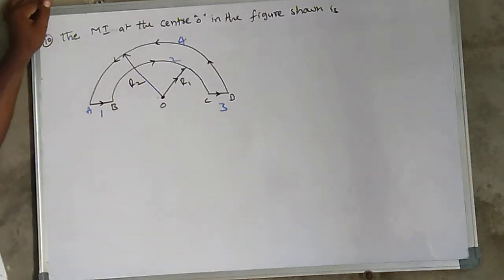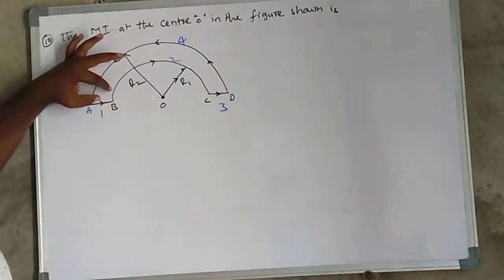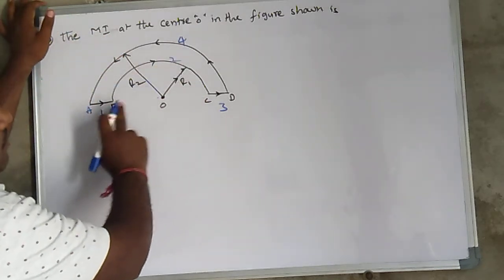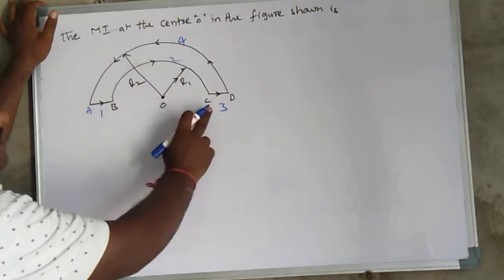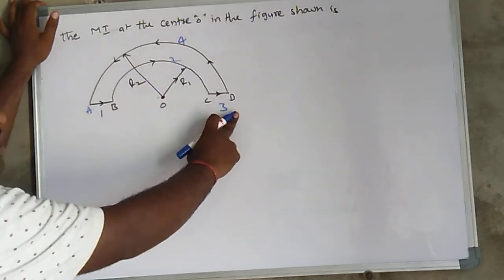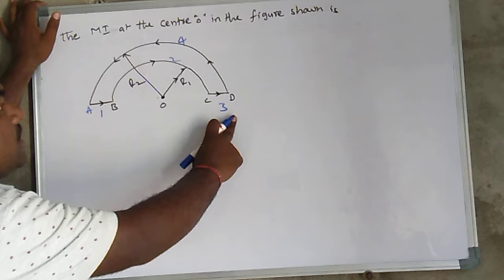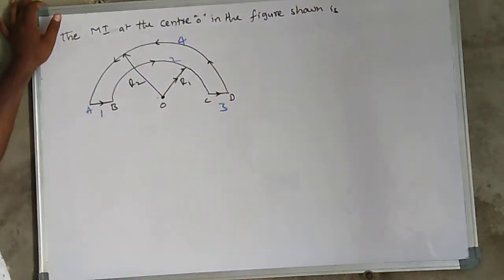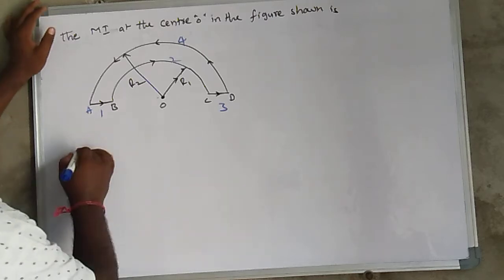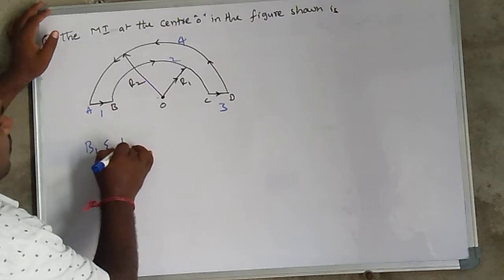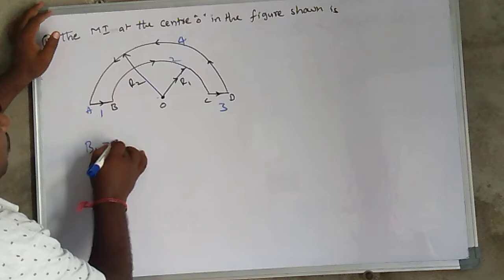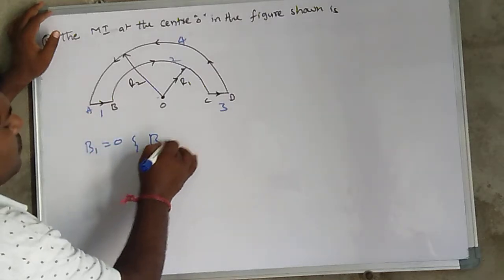For AB, I would like to consider the magnetic induction B1; for BC, this semicircle, the magnetic induction B2; for CD, this straight wire, the magnetic induction B3; and for DA, I would like to consider the magnetic induction B4. Here B1 is equal to 0 and B3 is equal to 0.